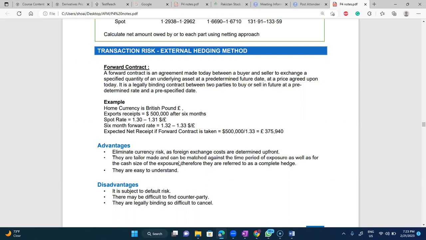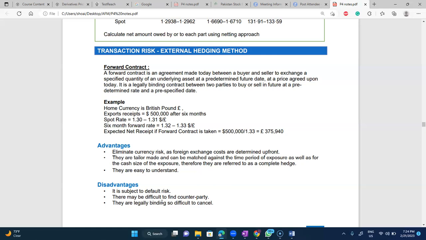But the major disadvantage is it is subject to default risk. It may be difficult to find the counterparty. They are legally binding, so difficult to cancel. It is difficult for anyone to get rid of this contract earlier than the maturity. So whenever there's a forward contract and future contract, always remember the difference between OTC and exchange traded derivatives.